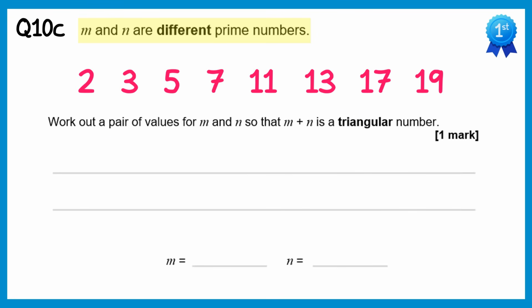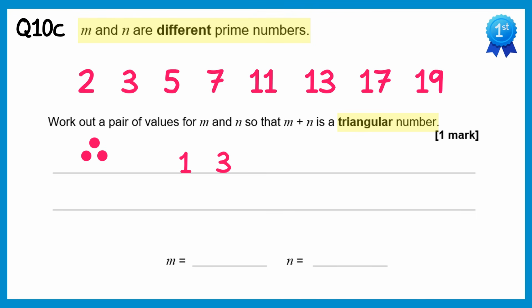And for this final part, we need to pick 2 prime numbers that add together to make a triangular number. We can make triangular numbers by drawing out triangles. This looks a lot like the red balls on a snooker table. So we start with 1 ball, so 1. Then we add the next row, so 2 more balls, which makes 3 balls total.